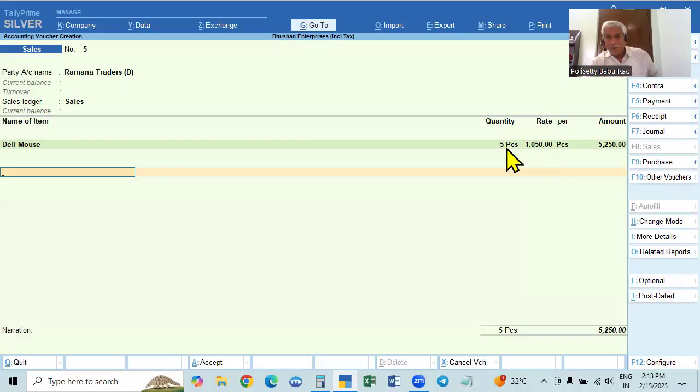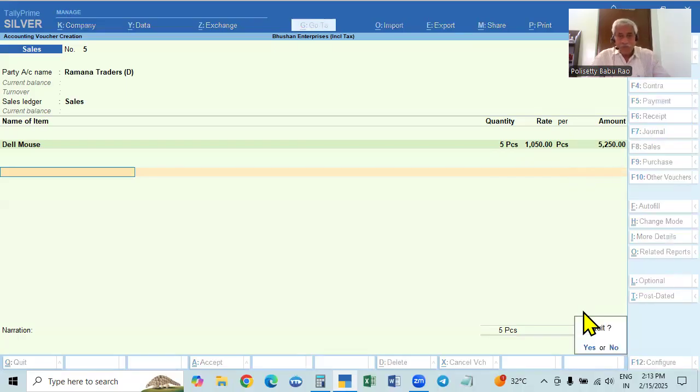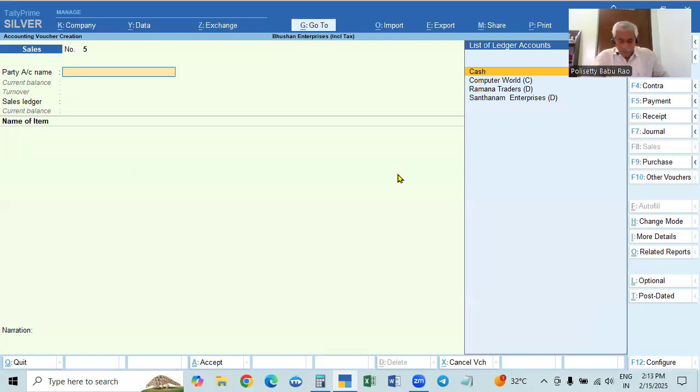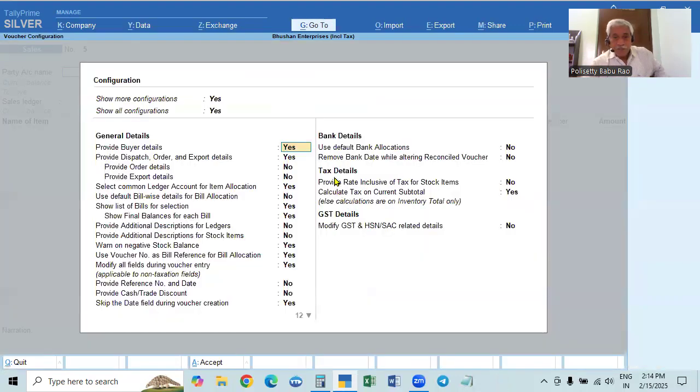And depending on the quantity, this is the total. And if you calculate the tax, the total amount will be equal to the price, that is, the rate inclusive of tax. So for that, what to do here? In this case, when you're putting the voucher, go to F12. Go to tax details, F12, that is configuration. Go to the right side, tax details, provide rate inclusive of tax for stock items. So for stock items, give the inclusive of tax price rate. In this case, make it yes, accept.